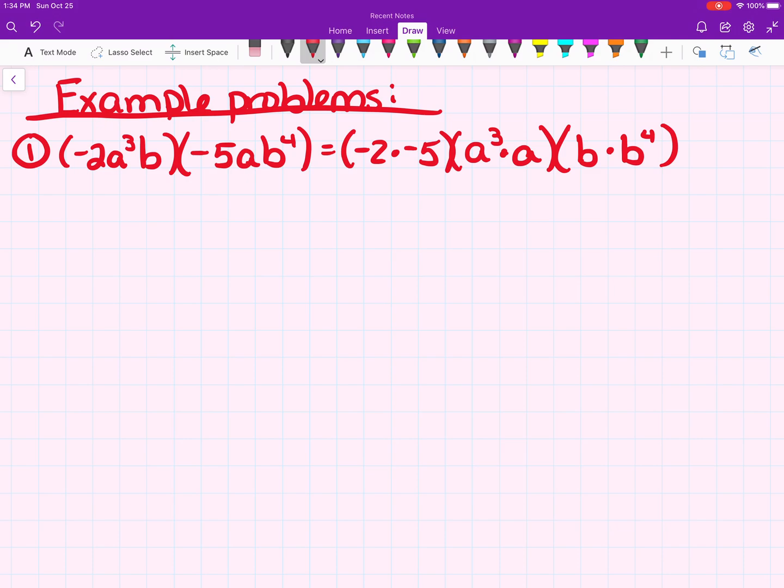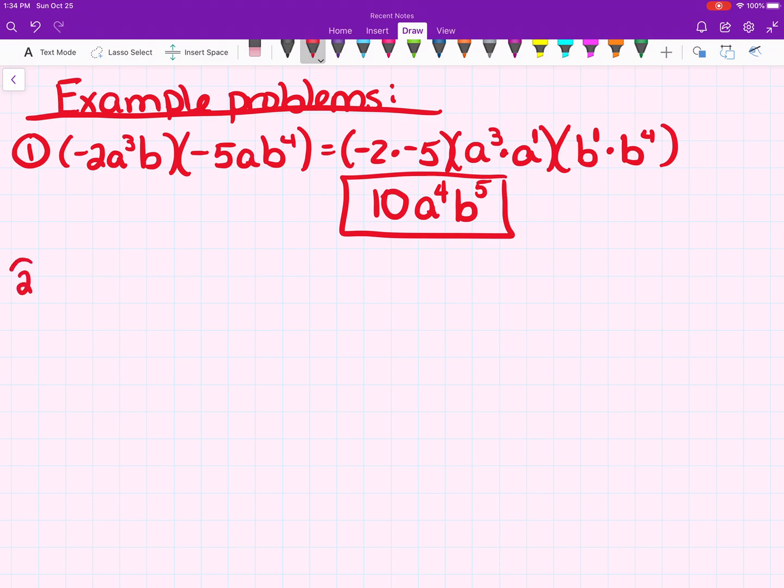So in the first parentheses, we're just multiplying. Negative 2 times negative 5 is positive 10. In the second parentheses, we're multiplying like bases. So we're going to add exponents. And you notice I just made that 1 visible, so that it'd be a to the 3rd, a to the 1st, that's a to the 4th. And then the same thing with the b's. I have b to the 1st and b to the 4th, so that's going to end up being b to the 5th. And that's your simplified answer.